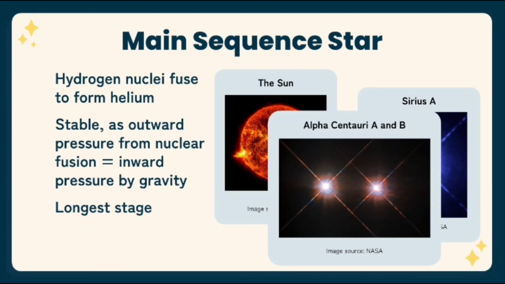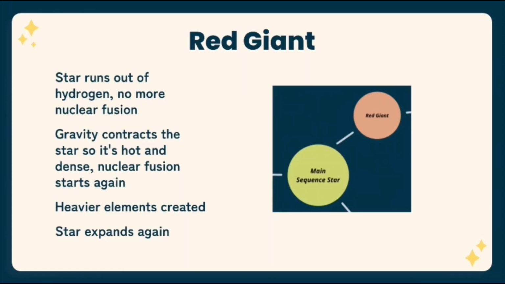Now this is where the process splits up a little. We'll first go over what happens to a star that is similar in size to our sun, so a medium or a small size star. At some point, the main sequence star will start to run out of hydrogen. This means that the star won't be able to do any more nuclear fusion, and so the inwards pressure of gravity takes over and it contracts the star into a relatively small ball until it's so hot and dense that nuclear fusion can start up again.